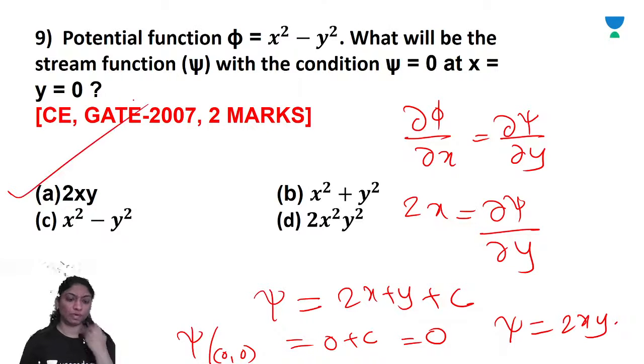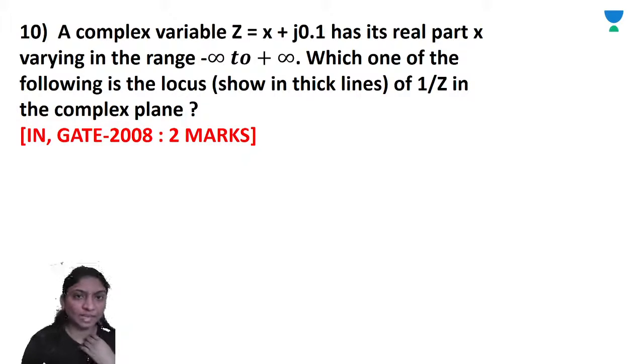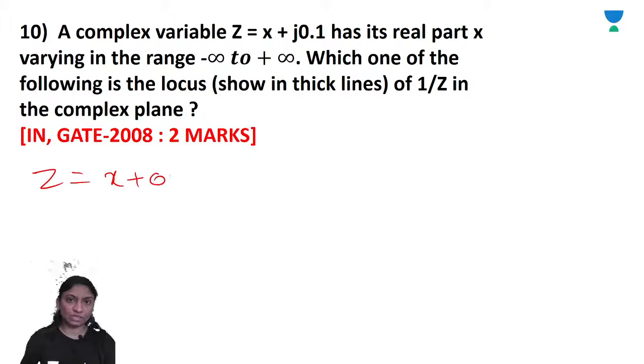So option A. Now, a complex variable z = x + 0.1j has its real part x varying in the range minus infinity to infinity. Which one of the following is the locus shown in the lines of 1 by z in the complex plane? Okay, so we will see z is equal to x plus 0.1j, right?